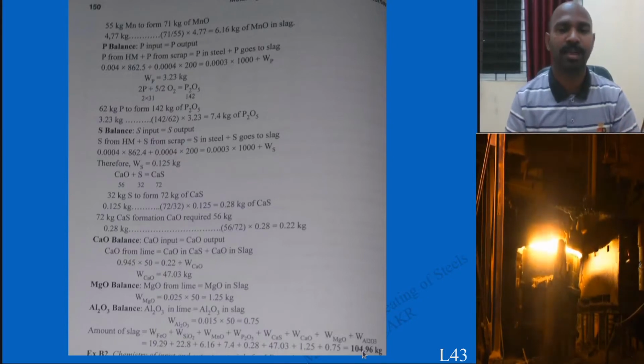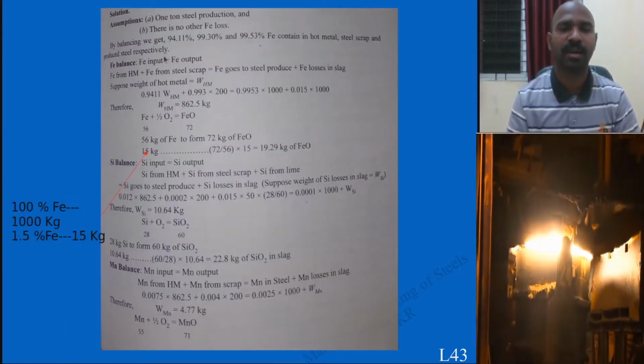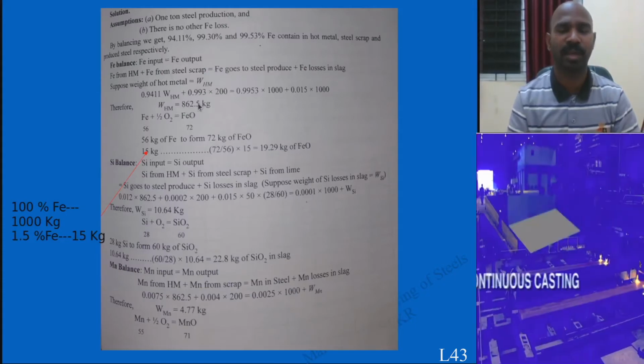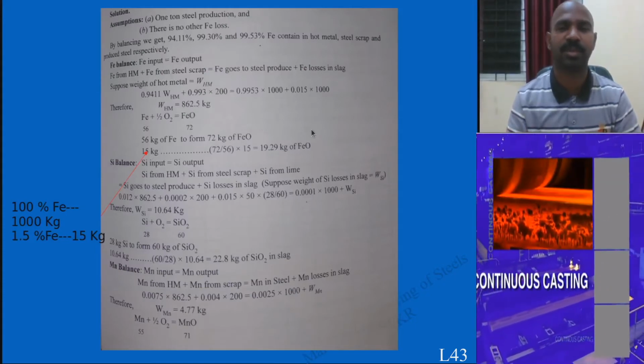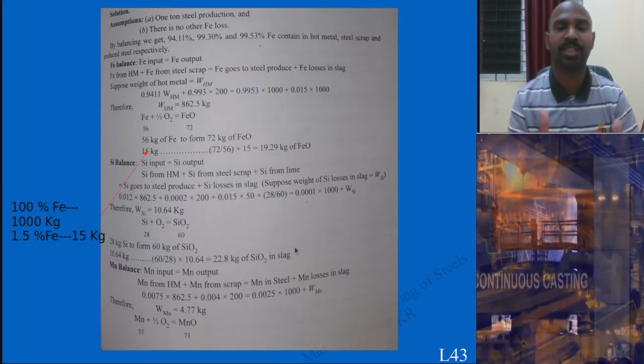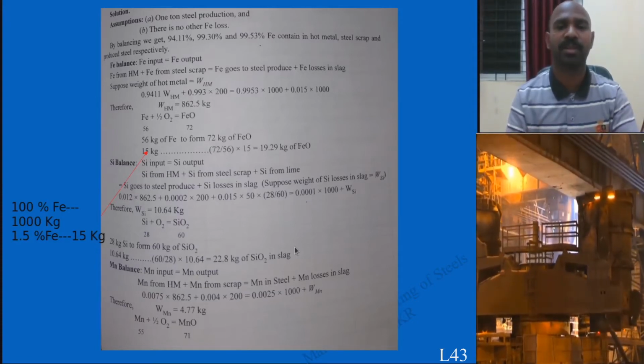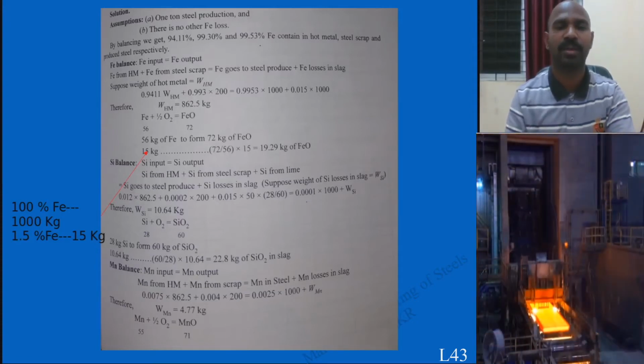Now the second question asked is the amount of slag. So you need to sum up all these particular things. When you sum up, it comes out to be 104 kg. This much slag is produced with respect to the hot metal, to produce 1 ton of steel, that much is evolved. That is the thing one needs to remember.